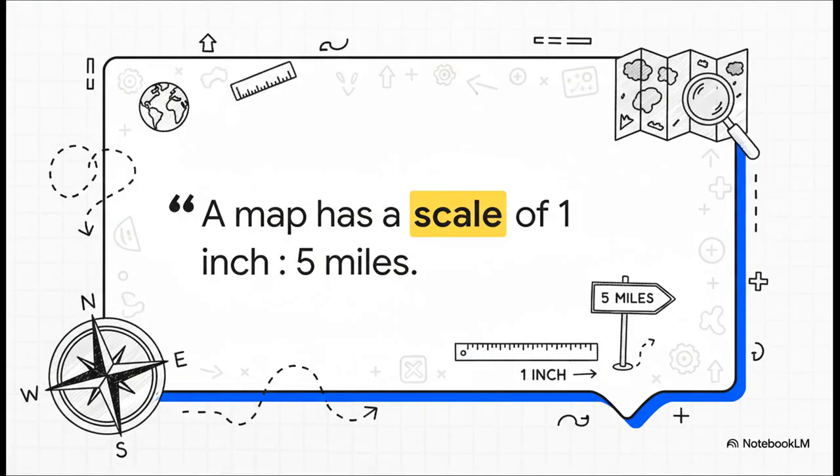Here is a perfect real-world example. Every single map has a scale, right? And that scale is just a ratio. It connects the distance on the paper to the actual distance in the real world. So here it's 1 inch on the map for every 5 miles on the ground.